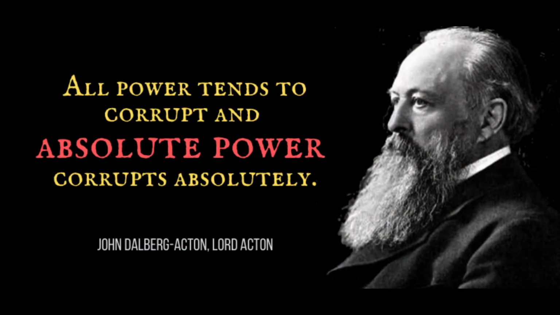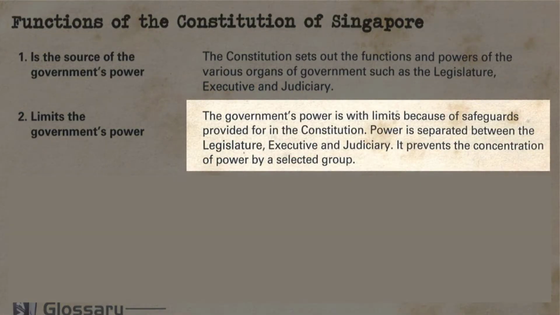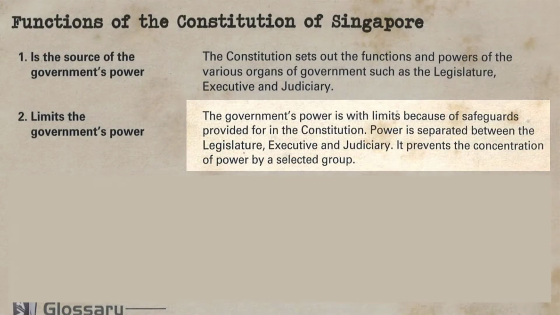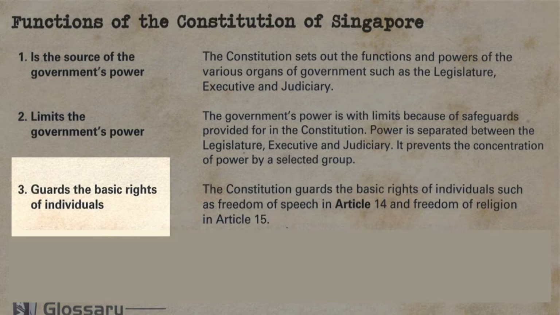So it has power but it's within limit, and the power is shared between legislation, executive, and judiciary. It prevents the concentration of power by one selected group. That's why some say you cannot be one's judge and jury at the same time. It guards the basic rights of individuals.